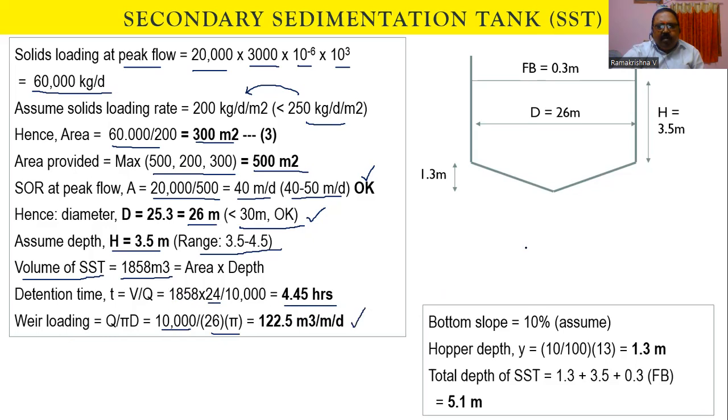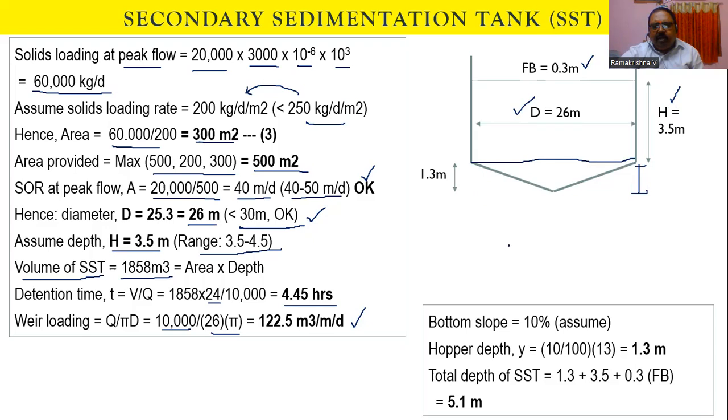Now let us look at the bottom slope. This is the sedimentation tank. Now you can see here in this sedimentation tank, this is the diameter, central diameter 26 meters. Liquid depth is 3.5 meters. We will keep some 0.3 meters freeboard. Now we have to calculate this particular portion. This particular portion is what we have to calculate. The depth is what you have to calculate.